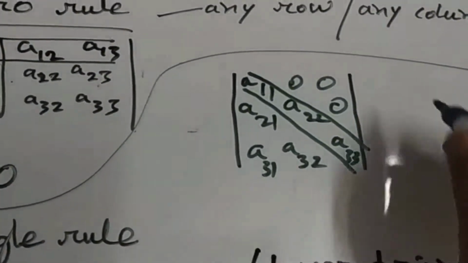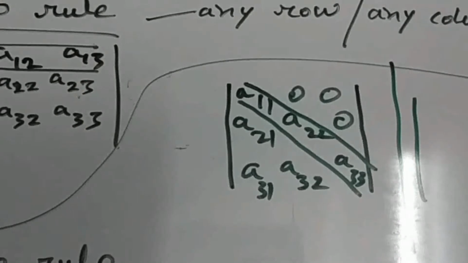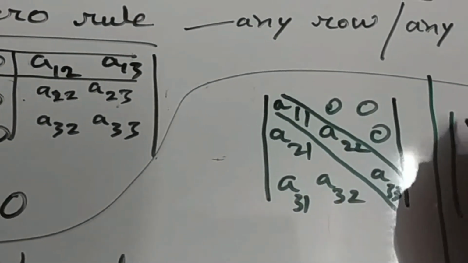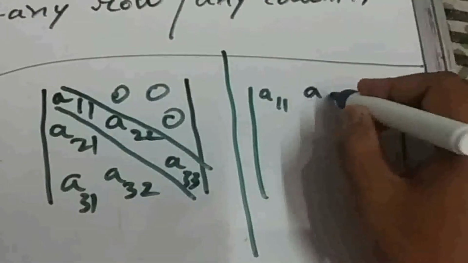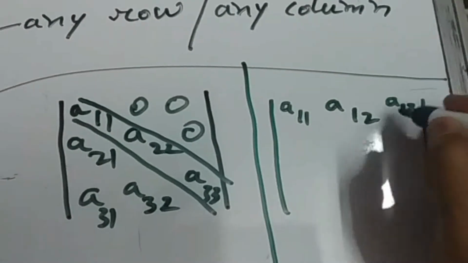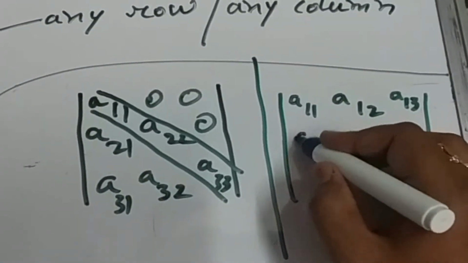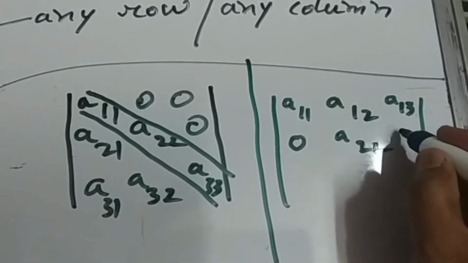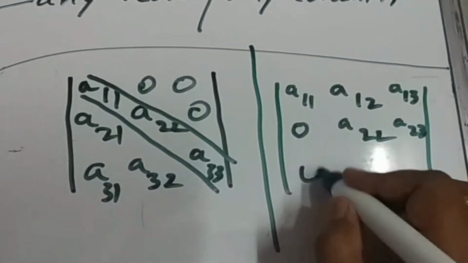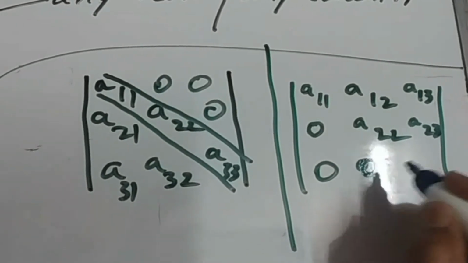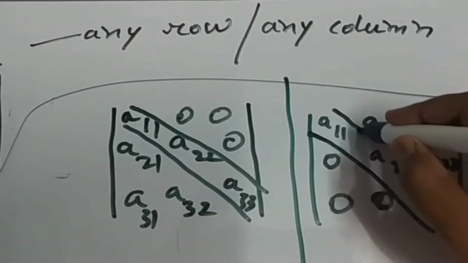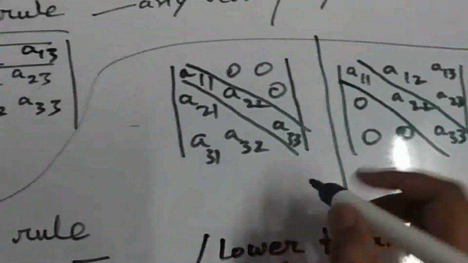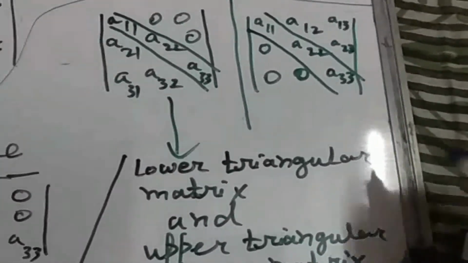And if it is opposite, opposite means here 1 1, here 1 2, here it is 1 3, here is 0, here is 2 2, here is 2 3, here again 0, here 0, and here 3 3. Now you can clearly see below the principal diagonal the elements are 0. So this is lower triangular and this one is upper triangular.